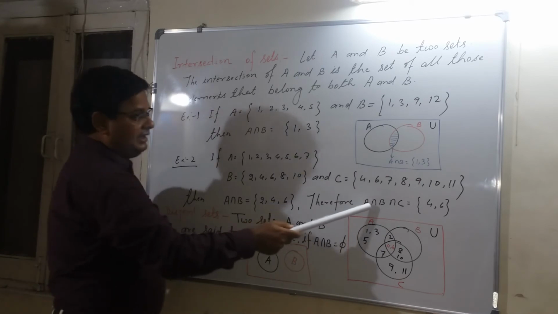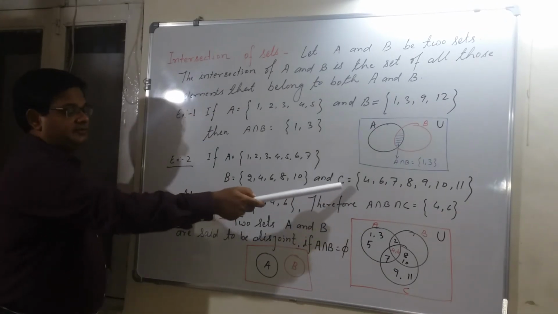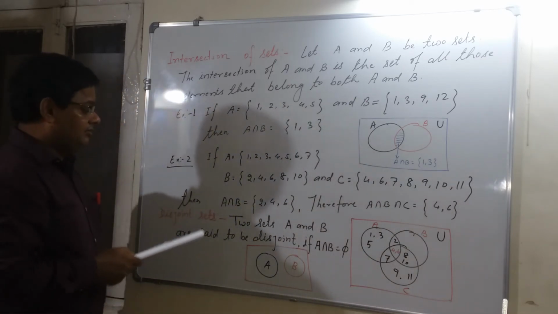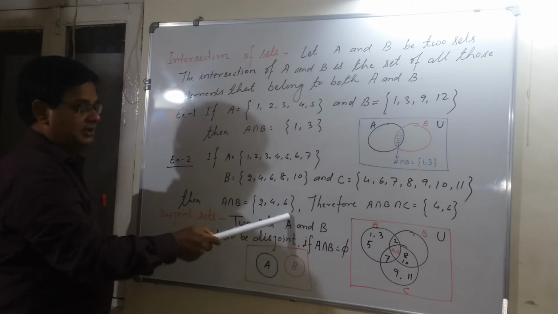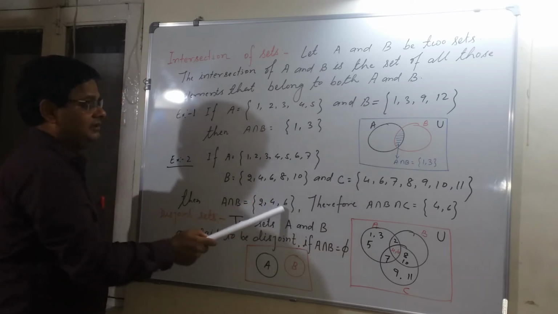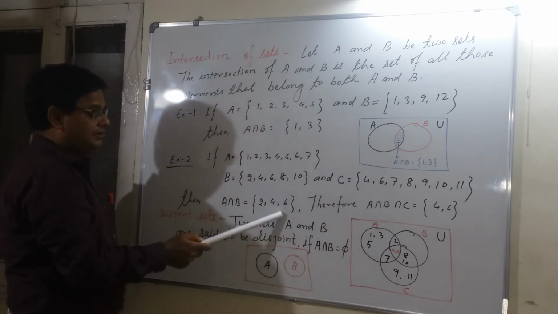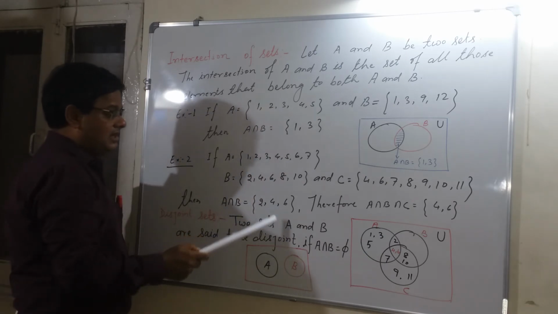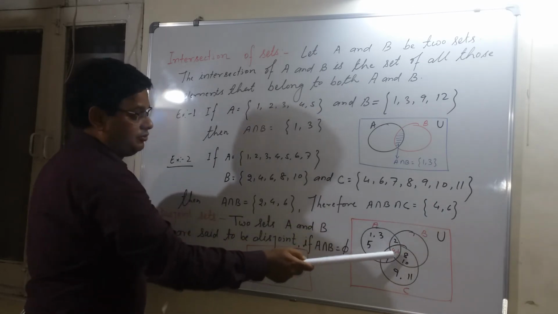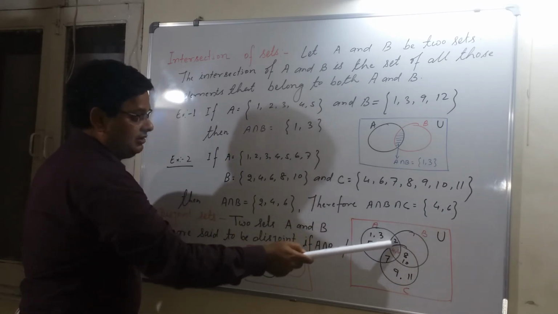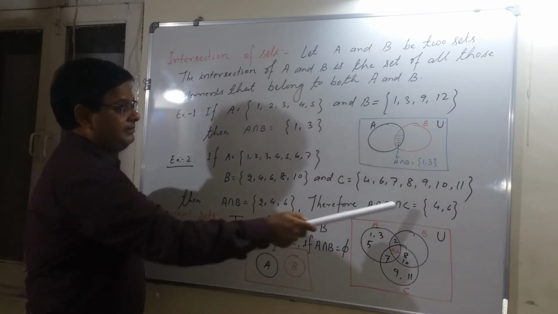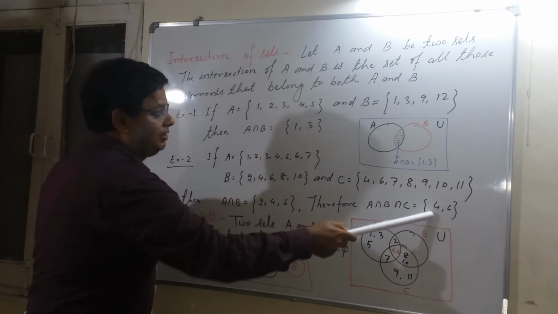Now we take C, which is {4, 6, 7, 8, 9, 10, 11}. A intersection B is {2, 4, 6}. Now check which elements are common: 4 is common and 6 is common. So A intersection B intersection C is {4, 6}. These are common in all three sets A, B and C.